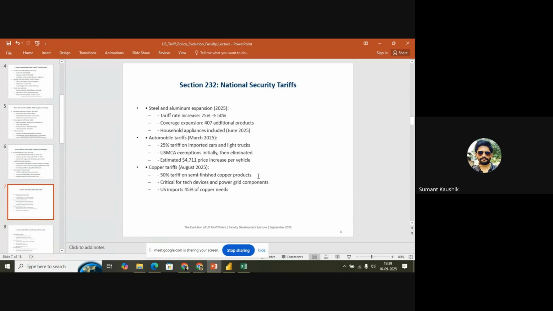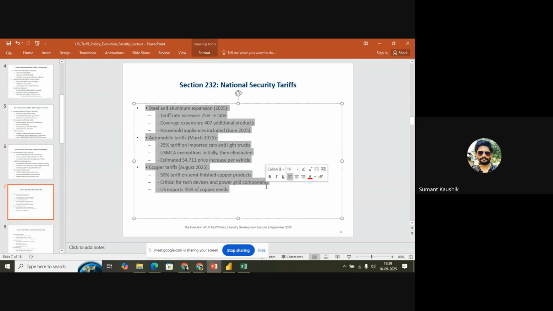See, these are the national security reasons being given as a justification for the tariffs on steel, aluminum, automobiles, and copper. These were the reasons for that, and these were the consequences of it.